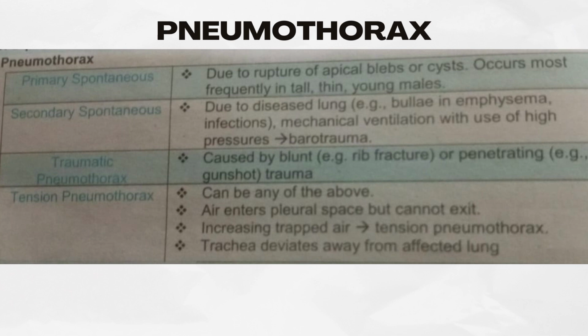The trachea deviates away from the affected lung. So in tension pneumothorax, the trachea is going to deviate away from the affected lung, and there is increased trapped air. Air enters the pleural space but cannot exit, and the cause can be any of the above. Traumatic pneumothorax is caused by blunt or penetrating injury, secondary spontaneous is due to a diseased lung, and primary spontaneous pneumothorax is rupture of apical blebs or cysts.